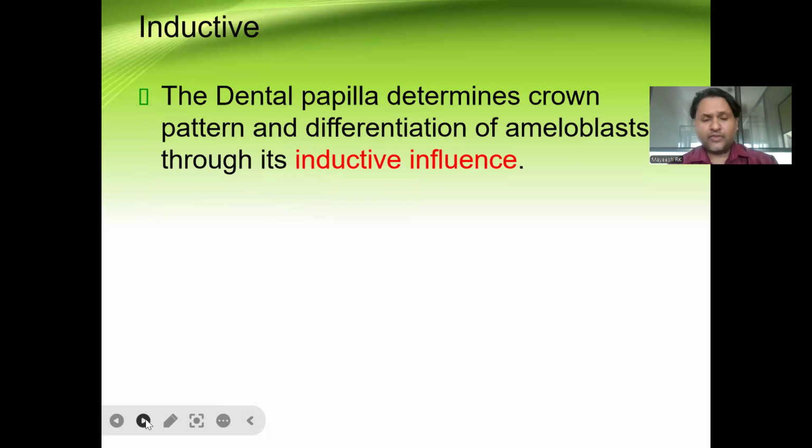So when you come to the inductive function, it's basically the dental papilla. It determines the crown pattern and differentiation of the ameloblast through its inductive influence. So as you know, in the development of teeth, you have the inner enamel epithelium having an organizing influence, ectomesenchymal cells of the dental papilla thereby differentiating into odontoblasts. So this kind of inductive influence is there through the dental papilla.